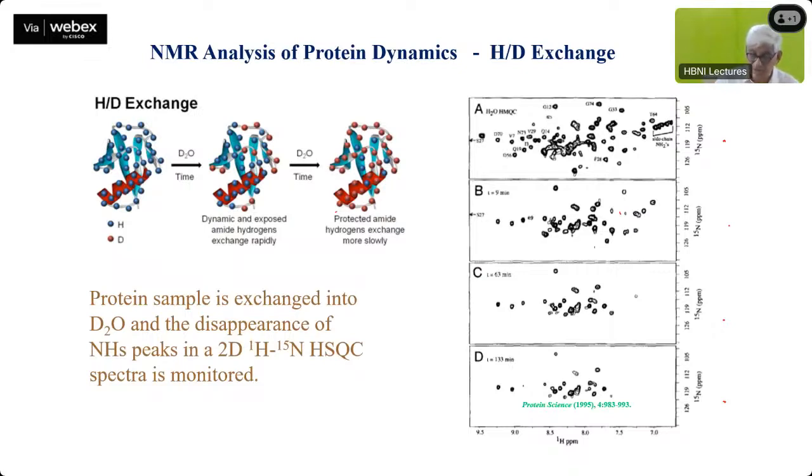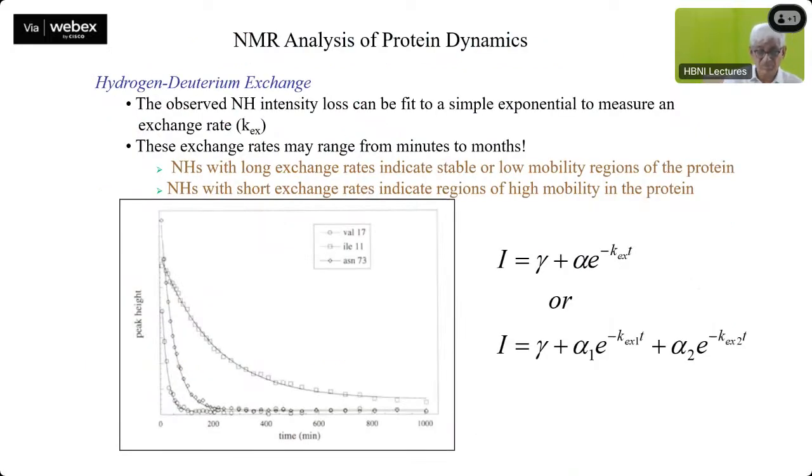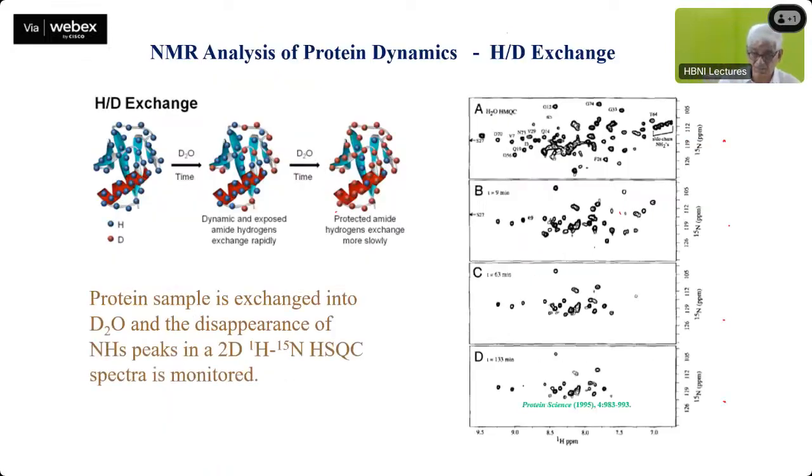So this is a method to figure out the time scale of this protein unfolding or folding, and the exchange rates of the deuterium with the protons. If you plot this, the observed NH intensity loss can be fit to a simple exponential to measure an exchange rate. So it is a slow function of time. Not only do peaks disappear, but some intensities also reduce, so you can monitor as a function of time.